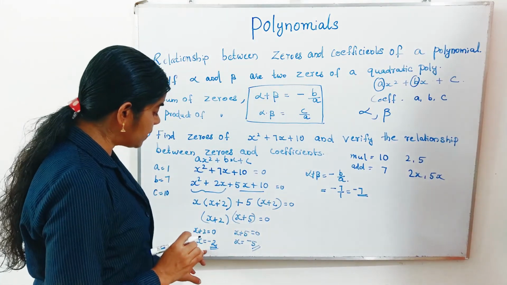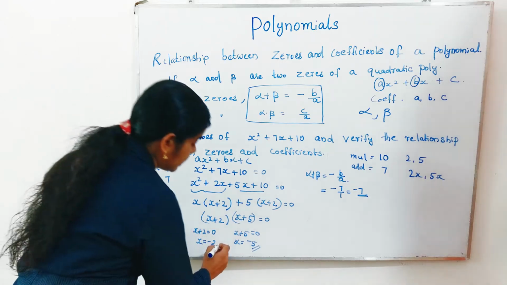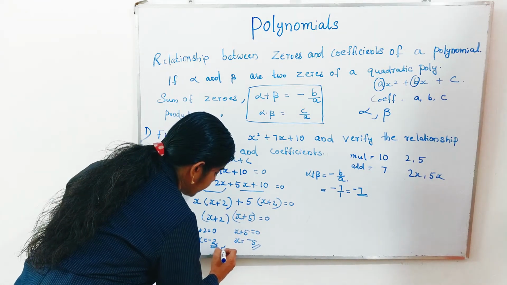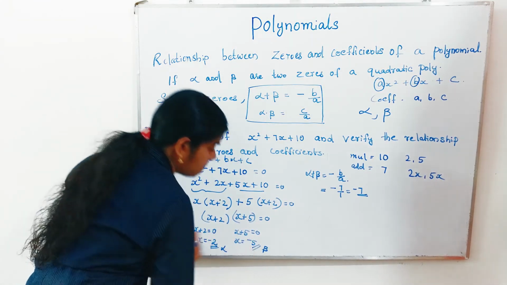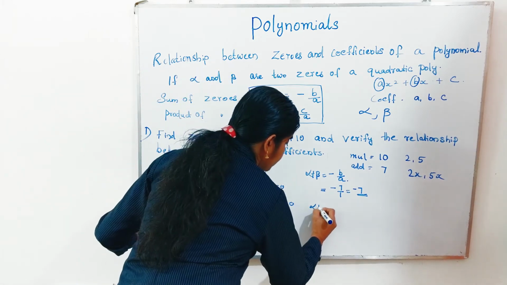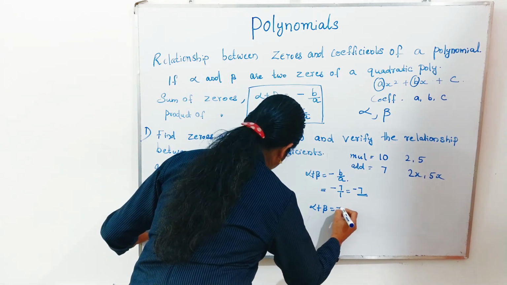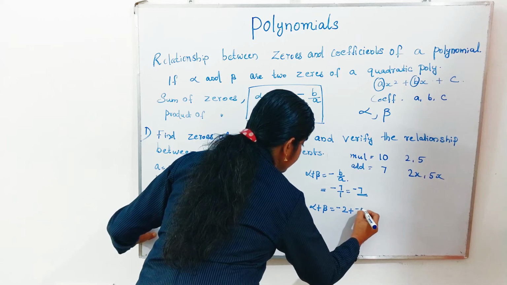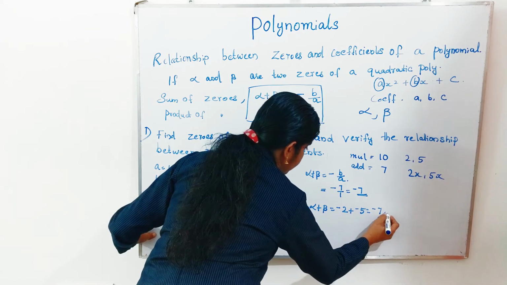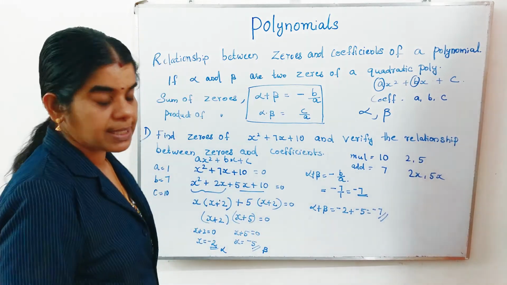Then you already found minus 2 and minus 5. Minus 2 we can give as alpha, minus 5 as beta. So again we are finding alpha plus beta is equal to minus 2 plus minus 5, that also you got minus 7. So you verified that.